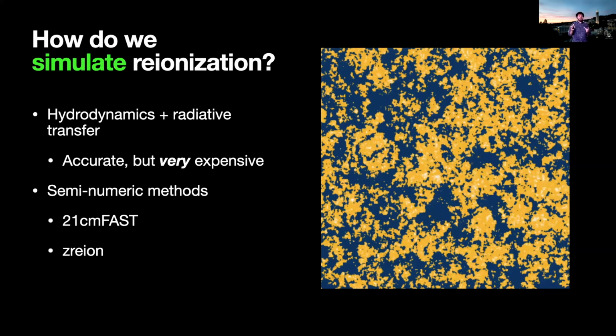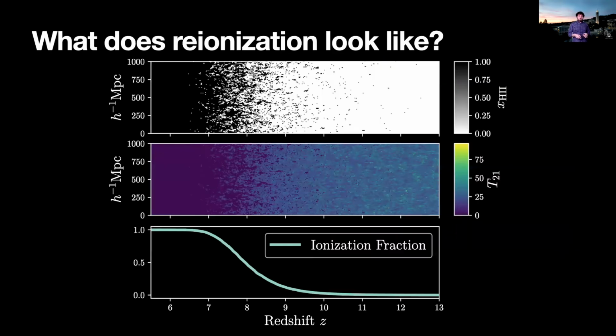So again, the exact details don't matter, but they're both ways of generating simulated 21 centimeter images like the one you see on the right here. So when you do these semi-numeric simulations, you might end up with something that looks like this. So this is kind of another way of thinking about reionization, reionization from the side, if you like.